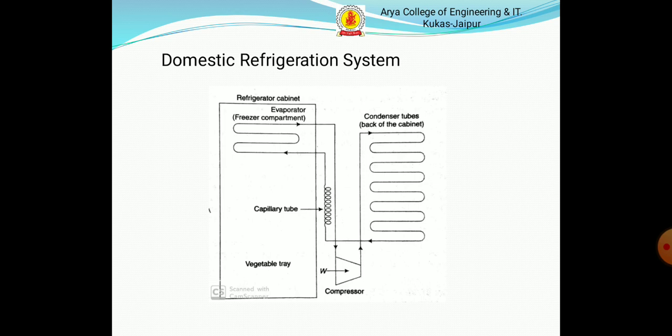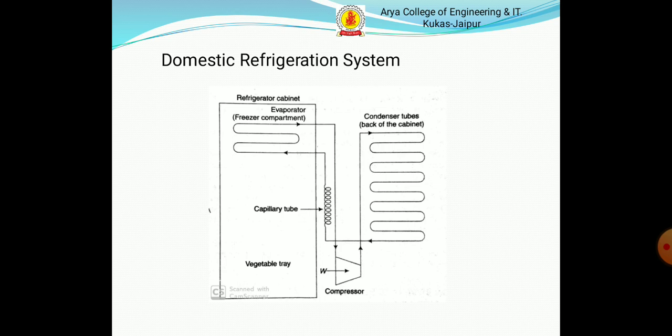The next one is the domestic refrigeration system. It belongs to the vapor compression type, and the evaporator, which is the coldest part, is located in the freezer compartment. A separate door is provided for the freezer, where we can store ice creams and perishable items, and usually a chiller tray is also provided. Then there are several compartments with progressively higher temperatures.